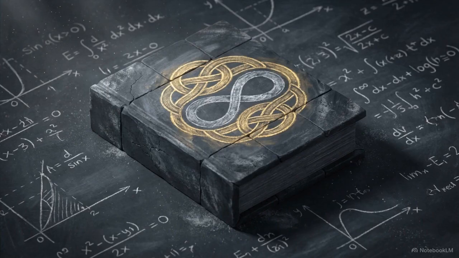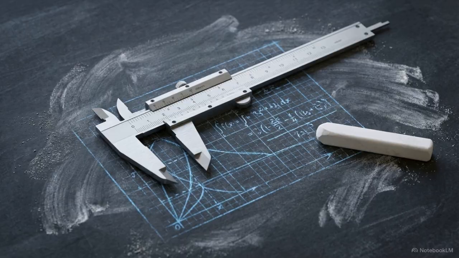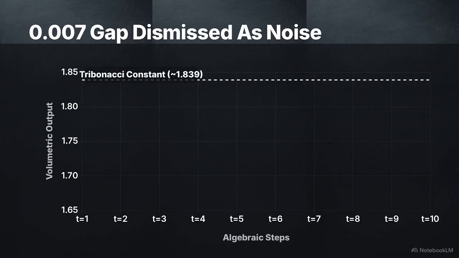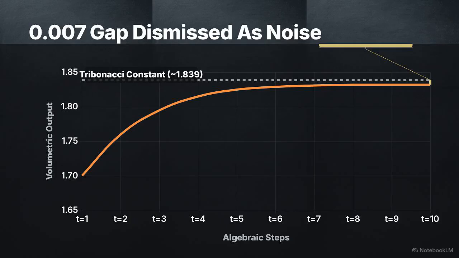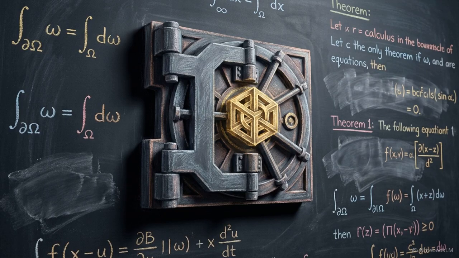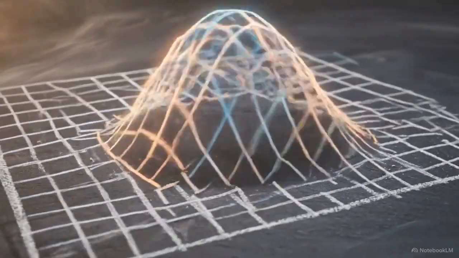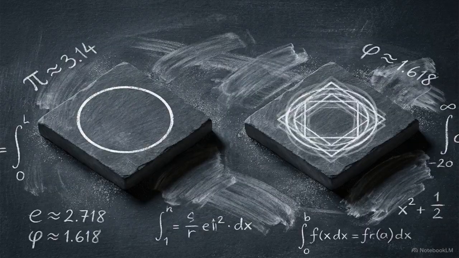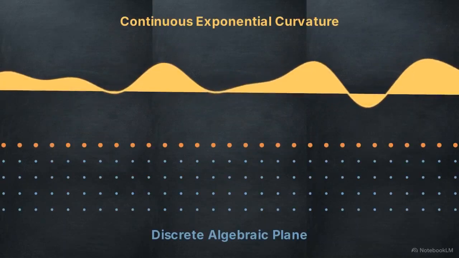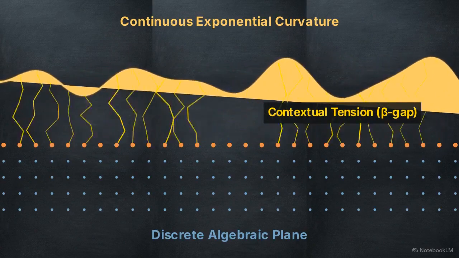The TOI framework enforces strict epistemological governance over these findings, requiring us to acknowledge one specific mathematical caveat. The Tribonacci projection carries a beta gap residual, a minute deviation of 0.007 from the theoretical constant. Standard numerical solvers dismiss this gap as arbitrary truncation noise caused by the algebraic approximation. However, the TOI operates under the conservation of modality rule, which dictates that structural artifacts lost in a projection are never truly discarded. They are conserved as latent tension. That tiny residual is a lawful, positive phenomenal signature. It proves the contextual tension operating at the boundary between the continuous exponential curvature and the discrete algebraic plane.